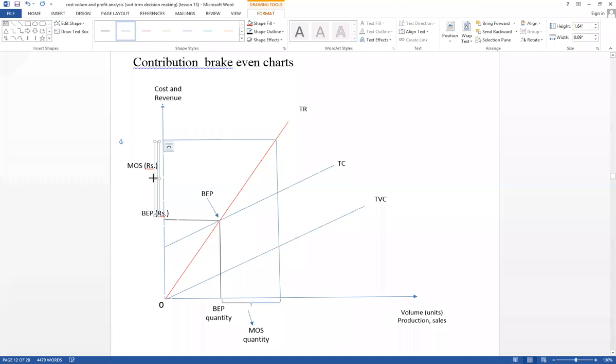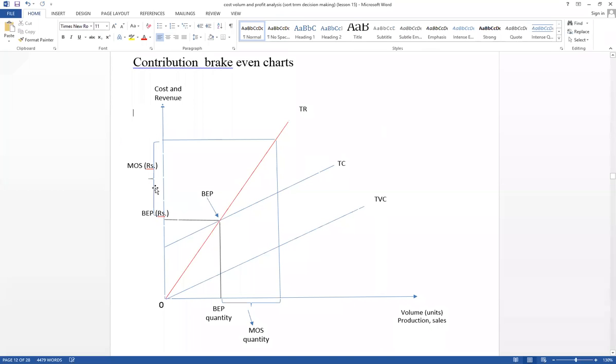Beyond the BP value, therefore this is a margin of safety value, margin of safety quantity. Total fixed cost line, no need to draw. This is a contribution break-even point chart. And here profit available and here loss available.